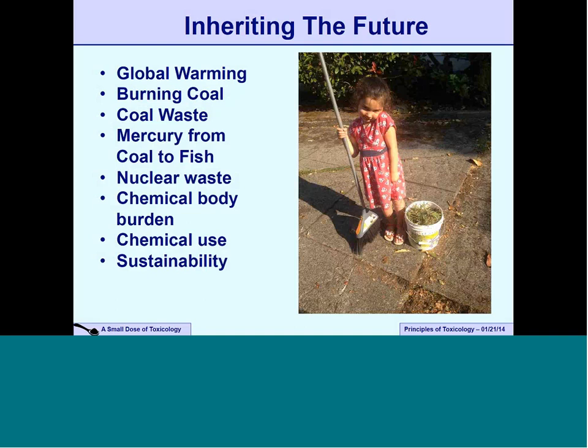Excellent. I think, inheriting the future, why we should care. That's my granddaughter. And on the left side, just a few issues they might be concerned about, from global warming to burning coal waste. I talked a little bit about that. Mercury, I'll talk a little bit more about, once in our fish, we're contaminating a really important food source. Nuclear waste, chemical body burden, which is a big issue, and chemical use and sustainability, because we've really got to be thinking of the future here.